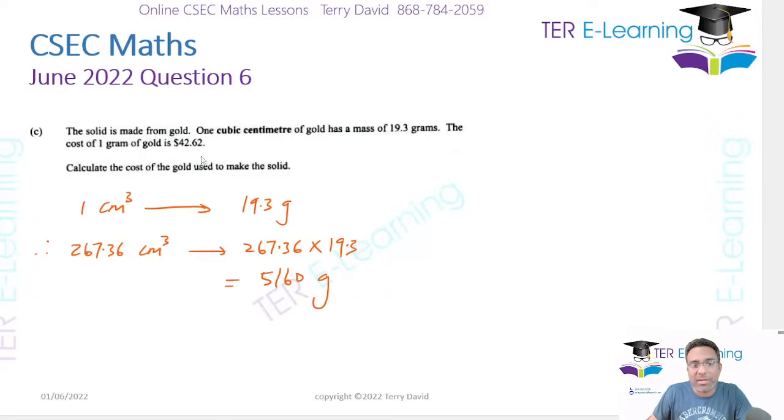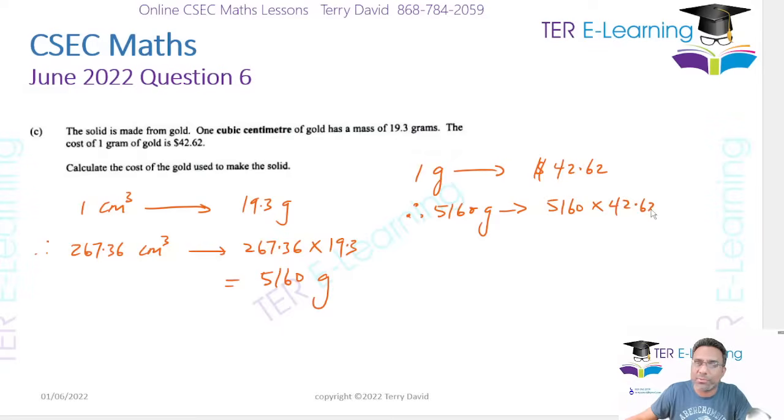Now they say 1 gram of gold actually costs 42.62. So therefore, all we need to do is work out for 5160 grams. All we need to do is multiply 5160 by 42.62, and that's going to give me my value in gold, which is a lot of money. I'm getting $219921, well, 0.25.